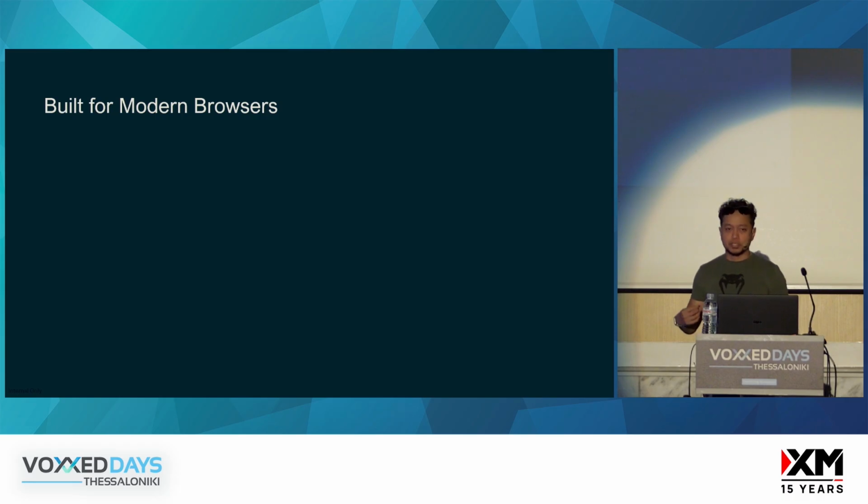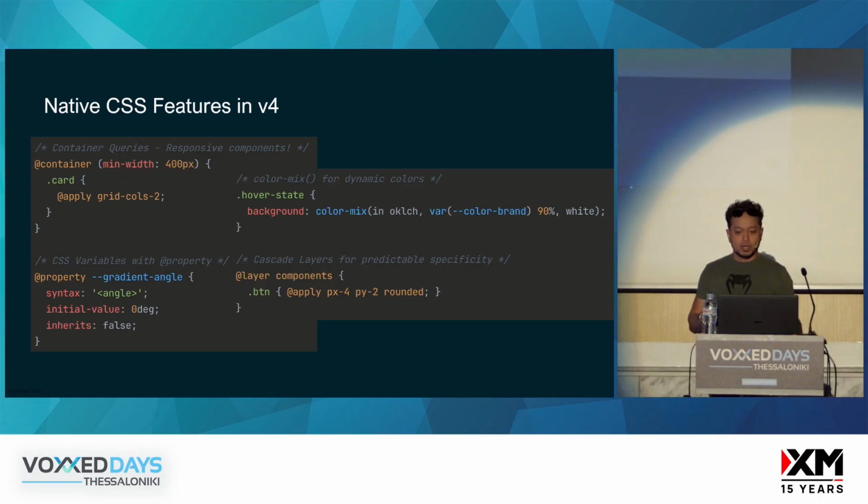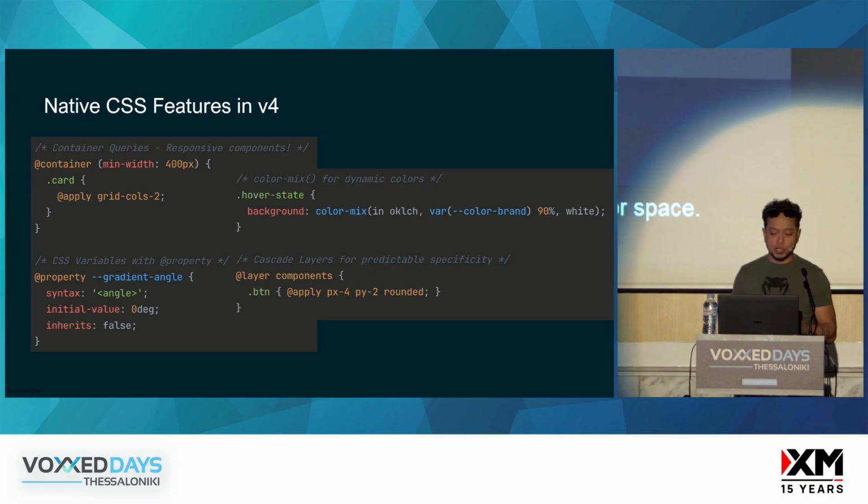And again, version 4 embraces modern CSS features that weren't available when version 3 was designed. For example, container queries let you build truly responsive components that adapt to their container, not the viewport. The new color-mix function and the OKLCH, going to describe that later, this is a color space, give you powerful color manipulation without JavaScript. Cascade layers solve specificity issues once and for all. And these aren't experimental features. They're production ready in all modern browsers.